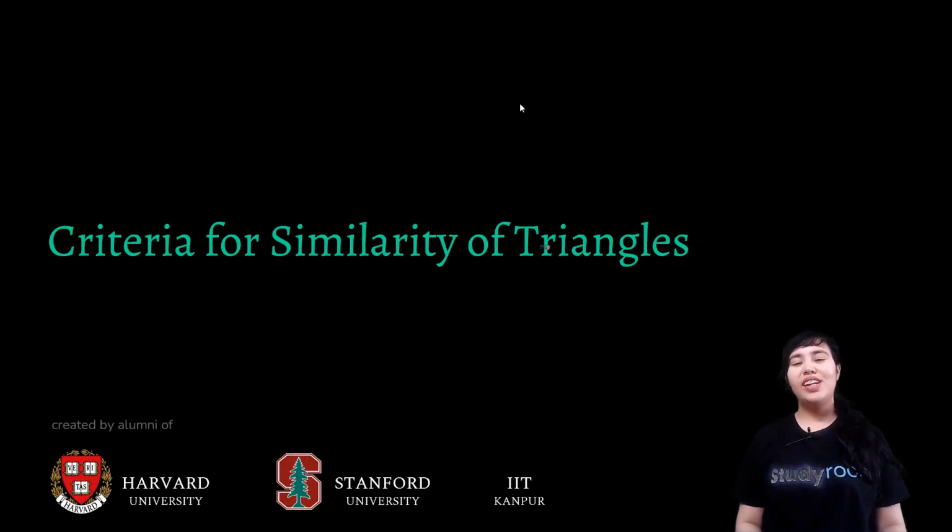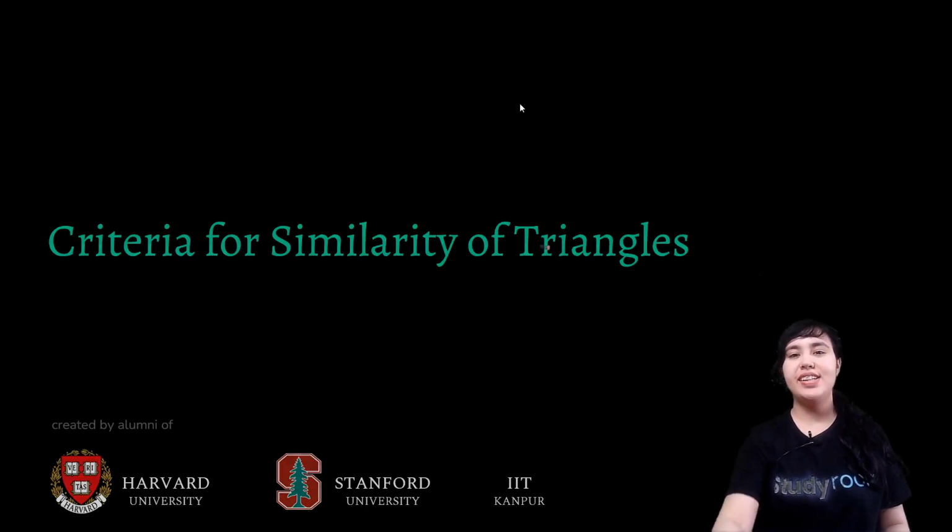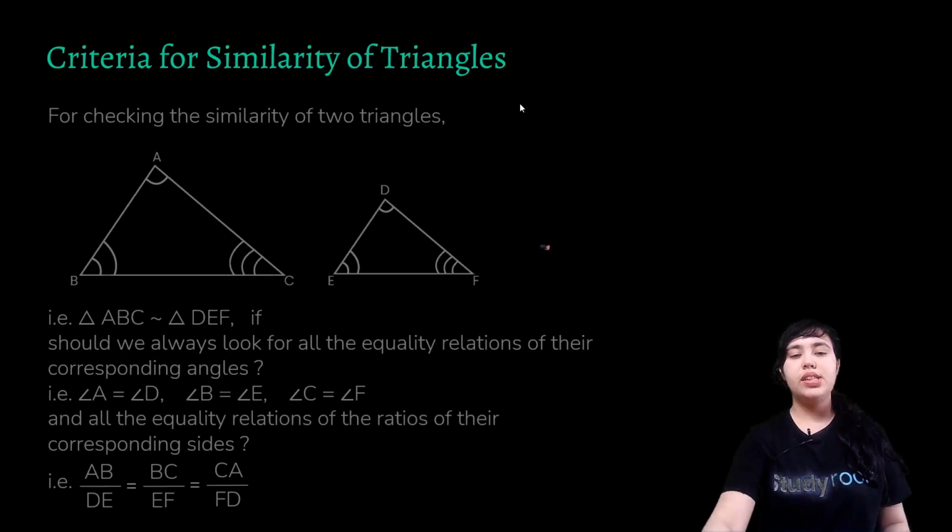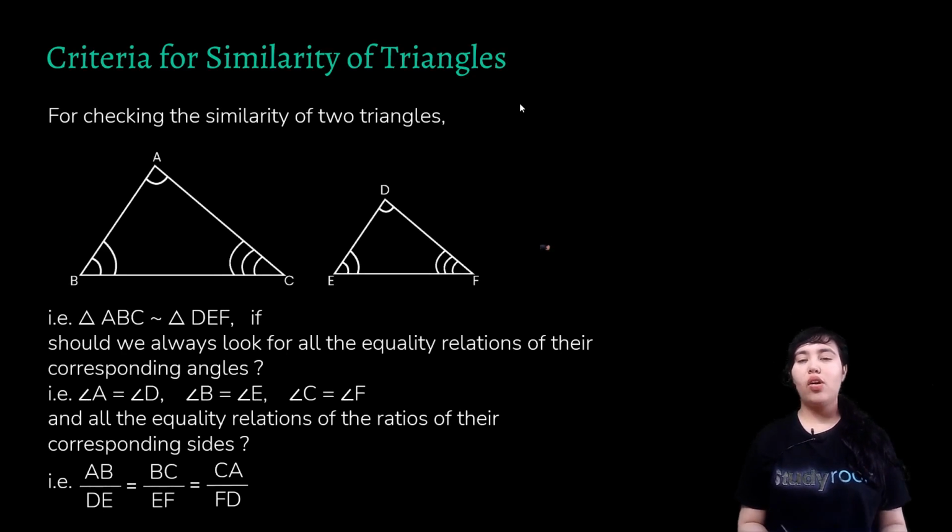So now we have criteria for similarity of triangles. Till now we've been focusing on two things only, which is the equality of corresponding angles and the equality relations of the ratios of the corresponding sides.